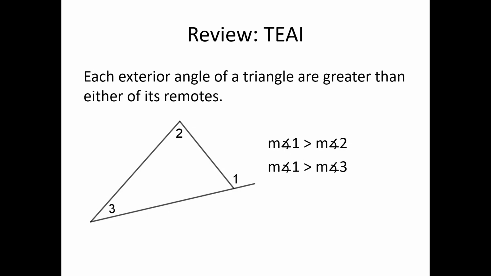As for geometrical results upon which this chapter builds, this is one of the fundamental ones for us. The triangle exterior angle inequality says that each exterior angle of a triangle is greater than either of its remotes. So in the diagram in front of you, angle 1 is exterior, its remotes are 2 and 3. So by the TEAI, 1 is greater than 2, and 1 is also greater than 3.